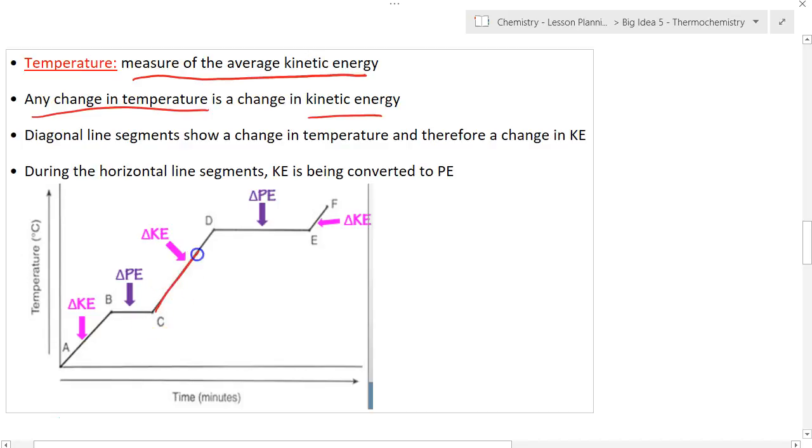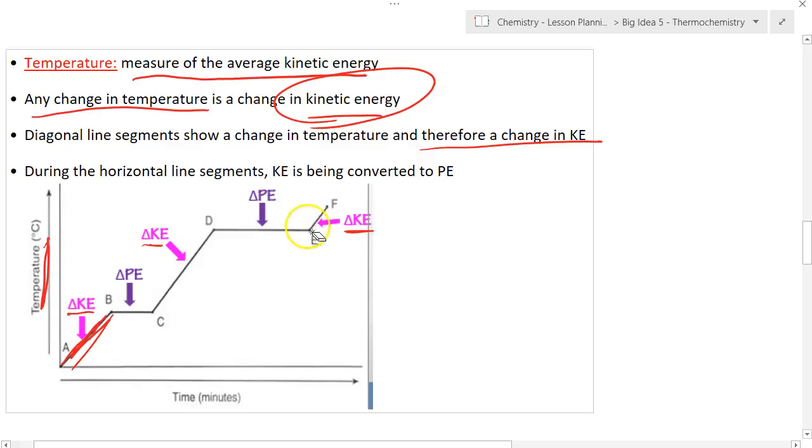So whenever it's changing temperature, like right here, our upward slopes, and we can see that because we have temperature on the side, whenever it's going upward, we have a change in kinetic energy. That's delta KE. Diagonal line segments show a change in temperature and therefore a change in kinetic energy. So all of these are a change in kinetic energy.